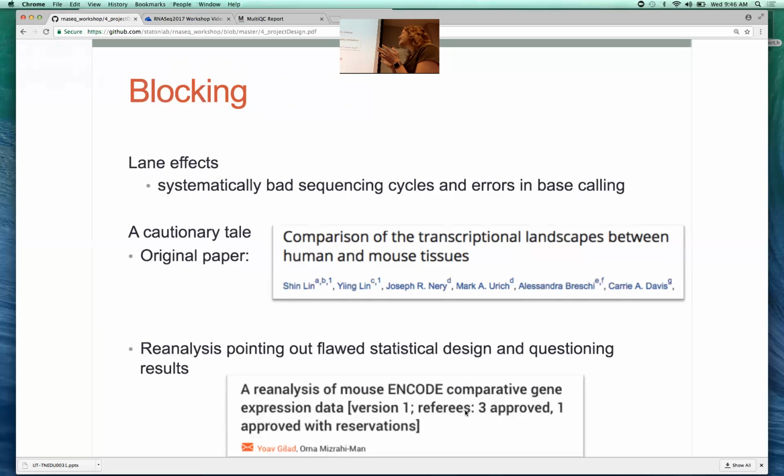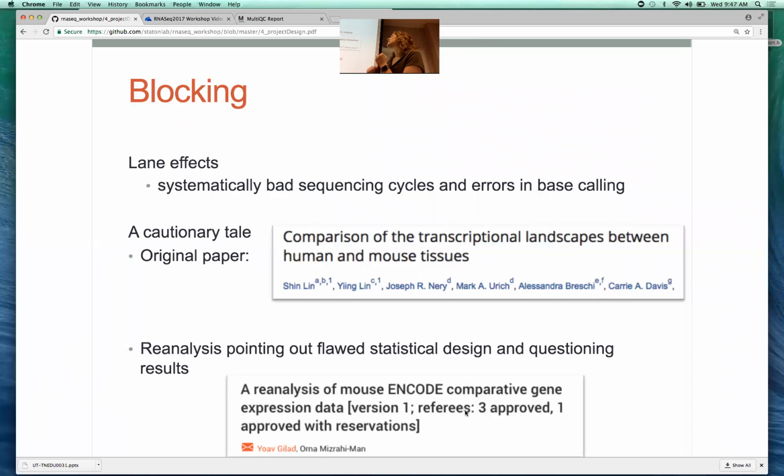And I didn't used to teach this, but there is this cautionary tale that came out, made me think I should mention this. There's an original paper doing the comparison of the transcriptional landscapes between human and mouse tissues, and they found that gene expression did not group by tissue. So if you look at the brain of the mouse and the brain of a human, there were no similar expression patterns. And it turned out they had sequenced all of their human samples at time point A, waited 6 months, and then sequenced all of their mouse samples, I think at a different sequencing facility. And so there were all these really big intrinsic differences in the sequencing.